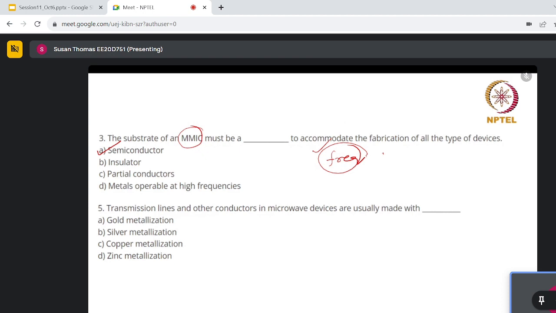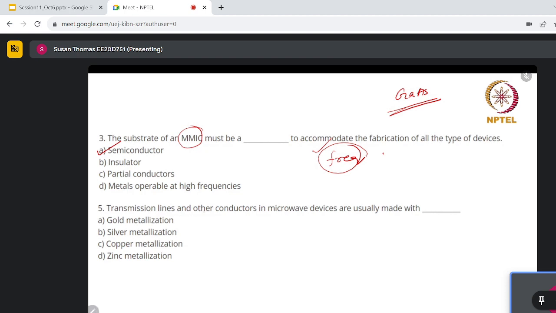Can you give any example of such a semiconductor? One of the commonly used ones is gallium arsenide. There are a lot of substrate materials. I just gave one example. Okay, let's move to the next question.